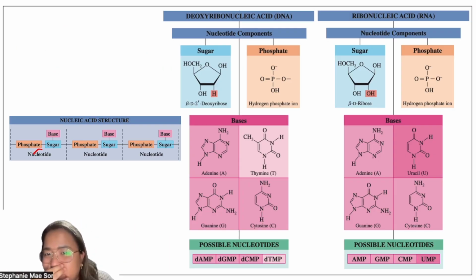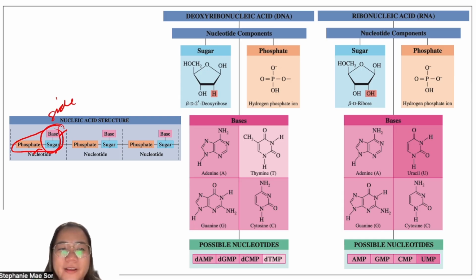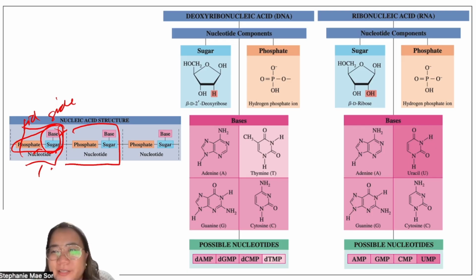So, run down ulit nung diniscuss natin kanina, no? You have a nucleic acid structure, diba? Your nucleotide is made up of a sugar, a phosphate, and a base. The base plus sugar is a nucleoside. The base plus phosphate plus the sugar is a nucleotide. So, you put your nucleotides together, you form your nucleic acid. And there are two types of your nucleic acid. You have a deoxyribonucleic acid and a ribonucleic acid.